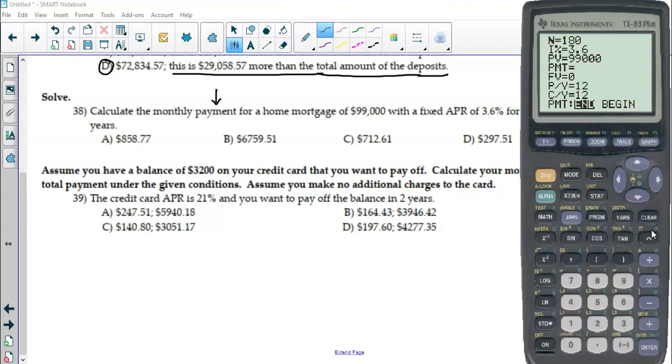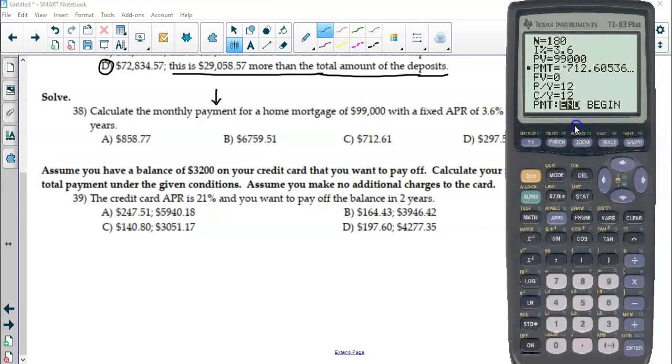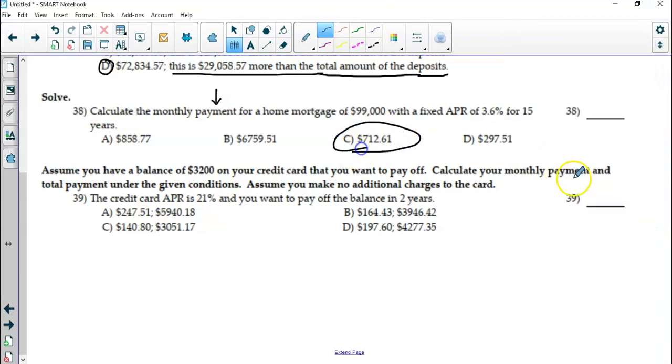So now I got to clear that out. Alpha, enter. $712.61. Oh, here it is. I didn't see it. Letter C. So that's going to be your mortgage payment every single month.